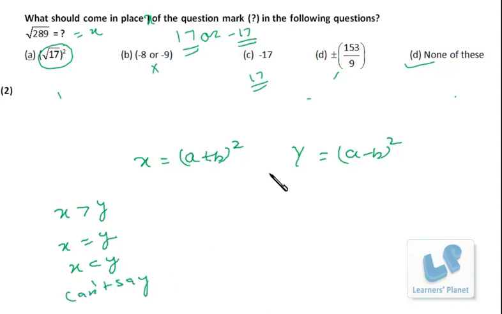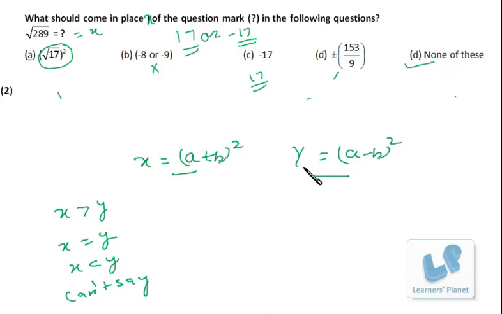Now this is the simple information that is given to the students. Now out of these four options we have to select one. Now spontaneously, as soon as we see the plus sign and the square sign, we just assume that the value of x will be definitely greater, obviously greater than y.